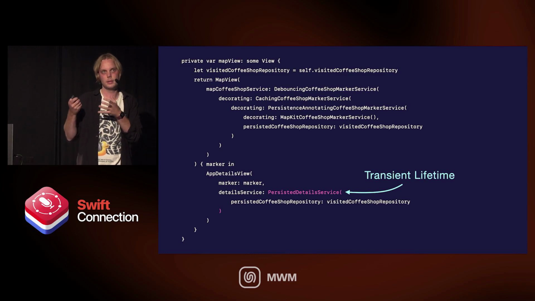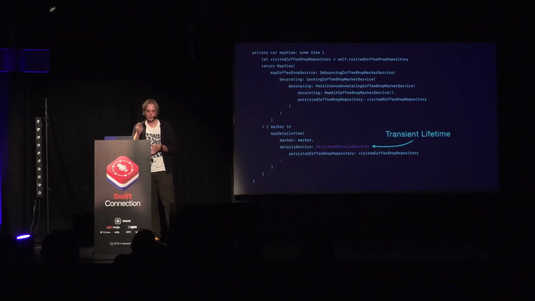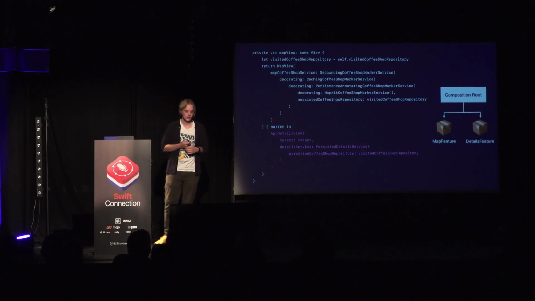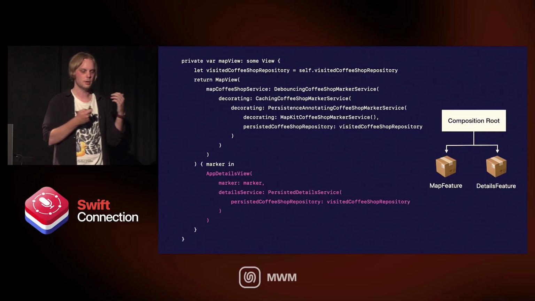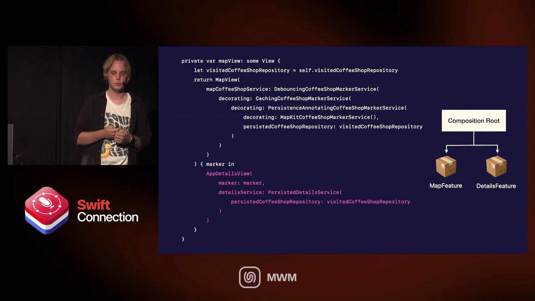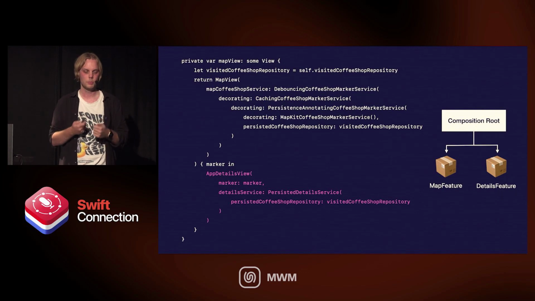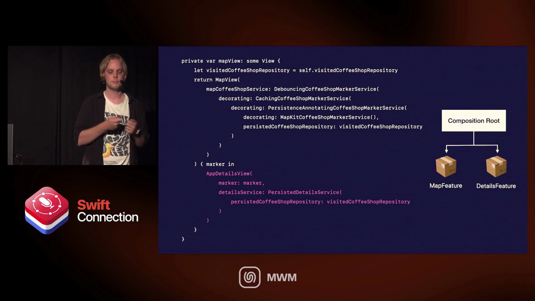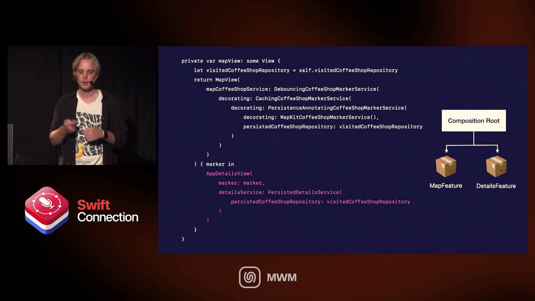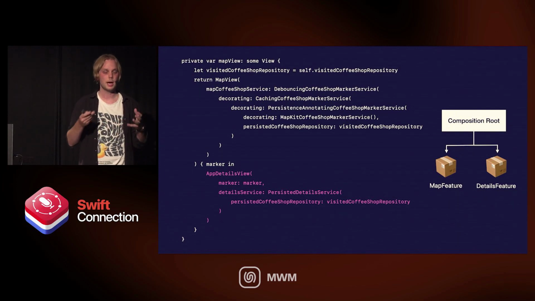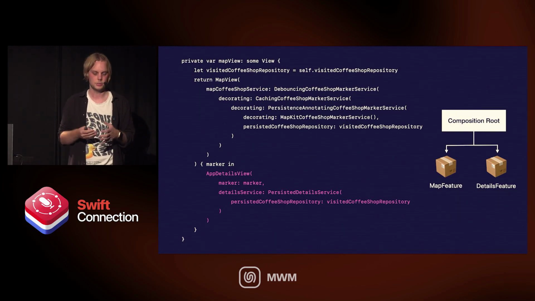And this means that the lifetime of the dependency is tied heavily to the lifetime of the consumer. The third and last thing I want to highlight in this part of the code is this trailing closure, which is really a view builder. And in this view builder, we return an instance of AppDetailsView. That's a SwiftUI view.